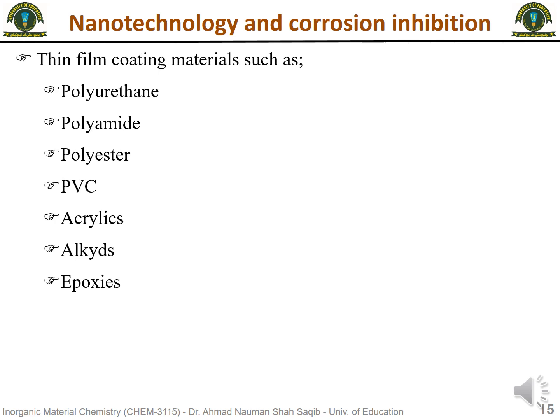So there are so many materials which are used for the film coating. For example, there is polyurethane है, there is polyamide, polyesters, PVC, acrylics, alkyds and epoxy coatings. So there is a variety of materials which can be used for the purpose of thin film coating to protect the metals from the corrosion. So how the question is कि जो coating है ये कैसे prevent करेंगी against the corrosion.